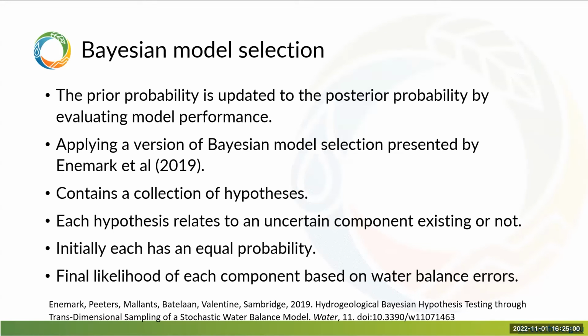So we used Bayesian model selection. This is a type of model selection where a prior probability for each possible component is updated to a posterior probability by evaluating model performance.